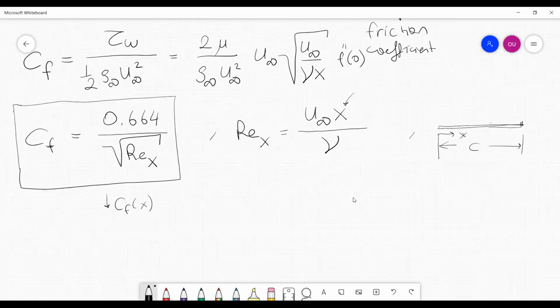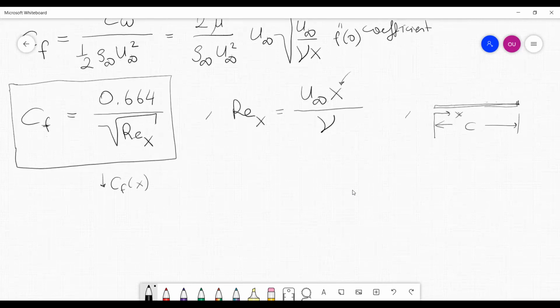Okay. So as a part of this Blasius solution, now we indeed have an expression for the friction coefficient, and we can relate it to the drag coefficient. We will do that actually right now, and then we can also obtain expressions for the other boundary layer characteristic parameters.